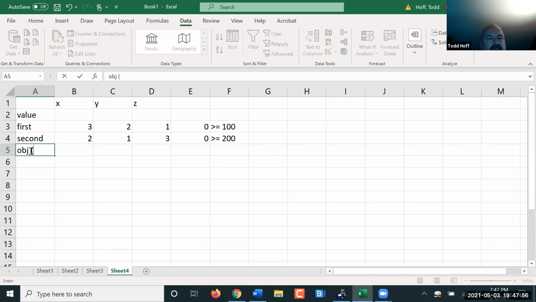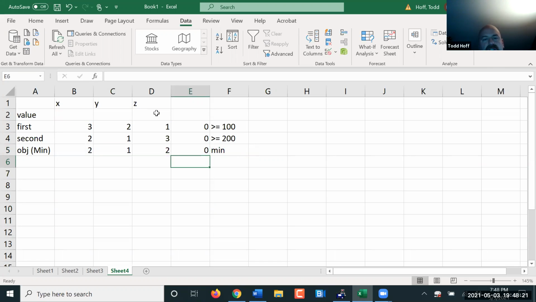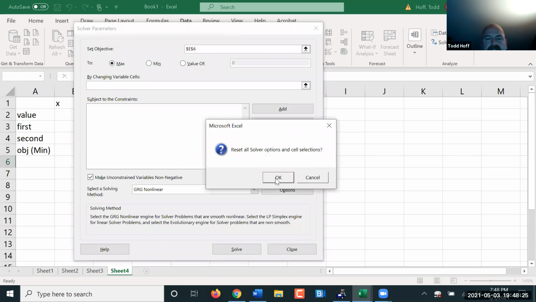Our objective is to minimize 2x plus 1y plus 2z. So this is going to be equals 2 times the value of x plus 1 times the value of y plus 2 times the value of z. So that's my objective function there. So we'll go to Solver. We're going to clear this out. We'll hit reset all.